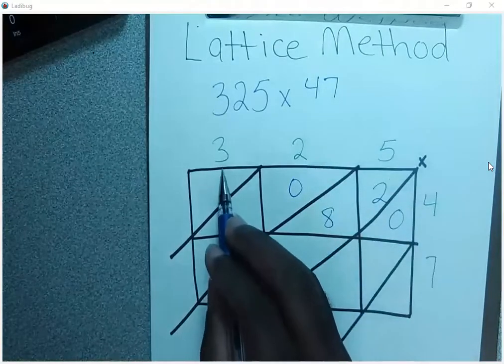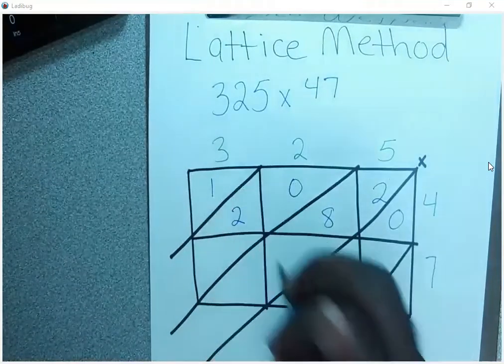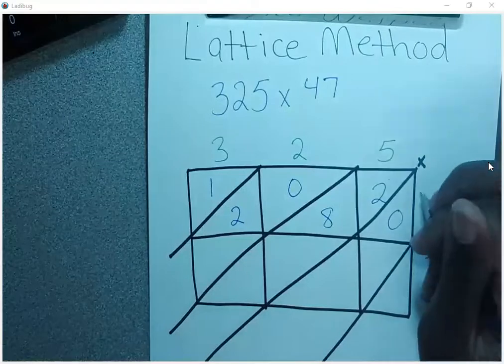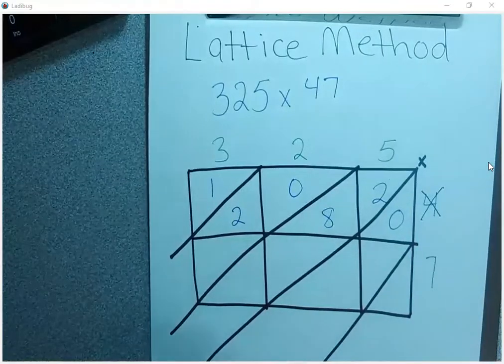And then 3 times 4 gives me 12. 1 here, 2 here. Now I'm finished multiplying with my 4. I'm going to cross it out because I don't need that 4 anymore. I don't want it to be confusing to me later on when I go to add up my partial products.